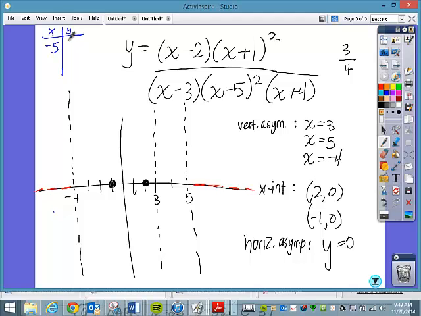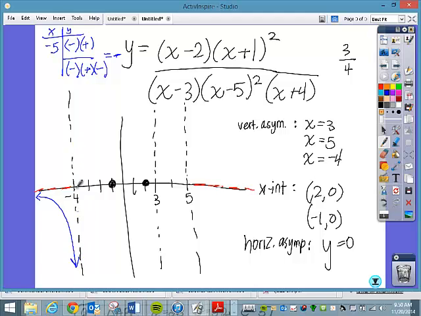So first parentheses, negative 5 minus 2 is negative 7. So that's a negative number. Negative 5 plus 1 is negative 4, but a negative number squared is always going to be a positive. Negative 5 minus 3 is also negative. A negative squared is always a positive. And then negative 5 plus 4 is negative 1. So negative over positive is negative. So this is negative. So it means I'm going to start somewhere down here. I'm approaching that horizontal asymptote up here. I'm approaching that vertical asymptote down here.